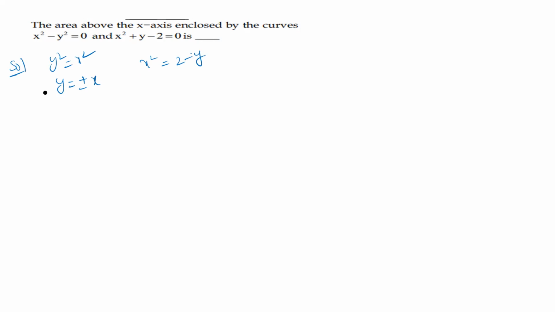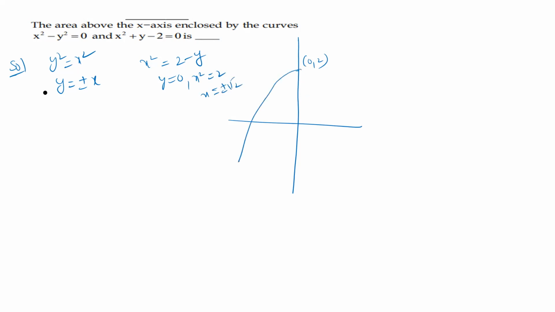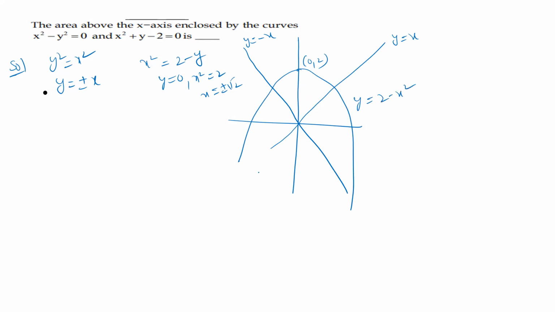Here this is clearly a parabola, but with shifted origin. Here x value 0 means what y value will we get? 2, no problem. So it is (0, 2). If y value is 0, x square is equal to 2, x is equal to plus or minus root 2. So it opens downwards. It's a parabola. And one line, y is equal to x. Another line is y is equal to minus x. Now this curve's equation, if you find y, is 2 minus x square.